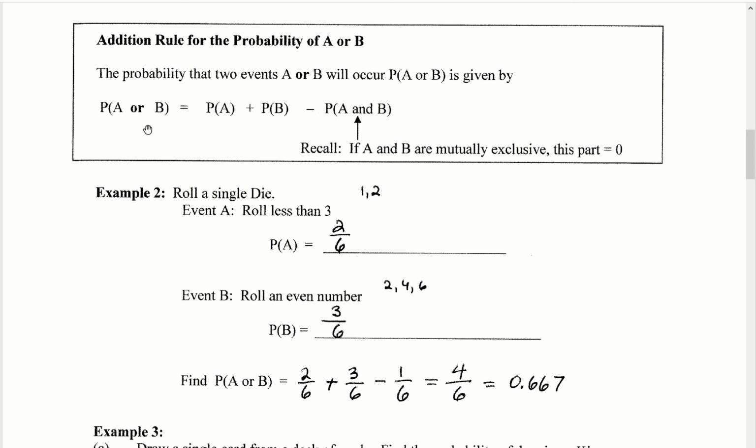However, this addition rule would actually simplify in the event that A and B are mutually exclusive, because then this probability would be 0, since they cannot occur at the same time.